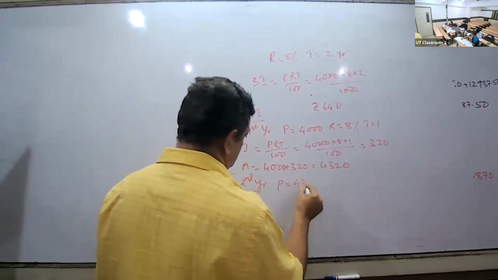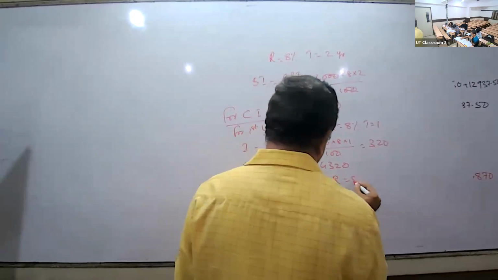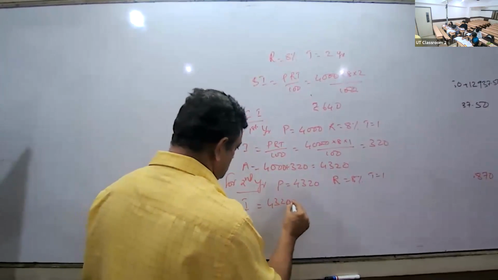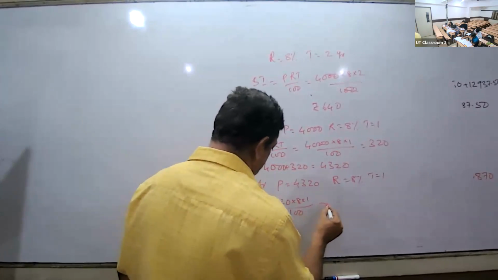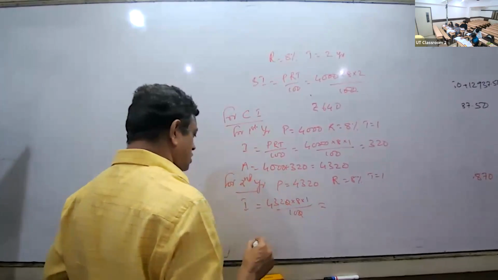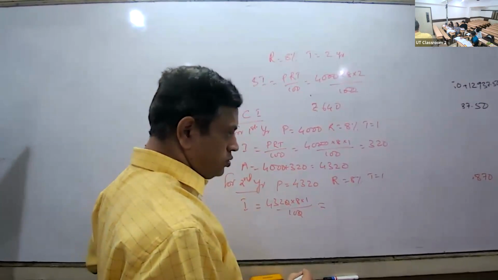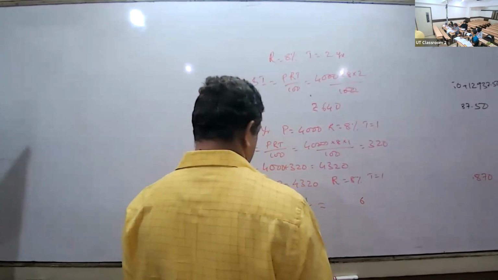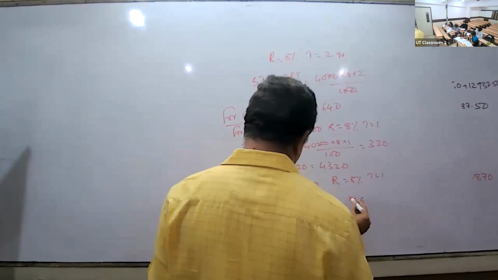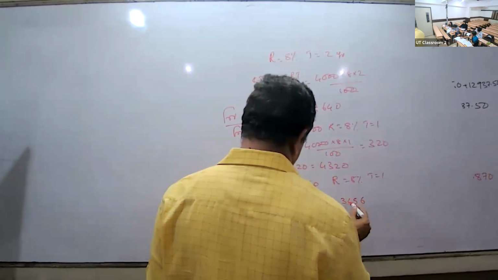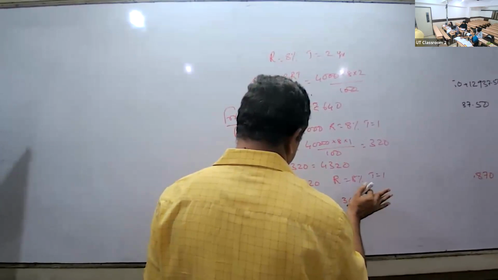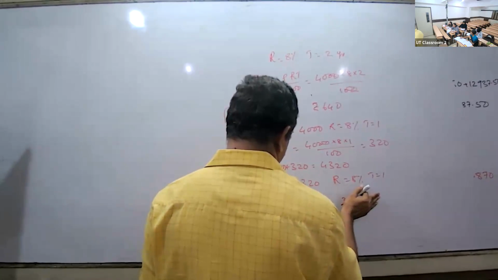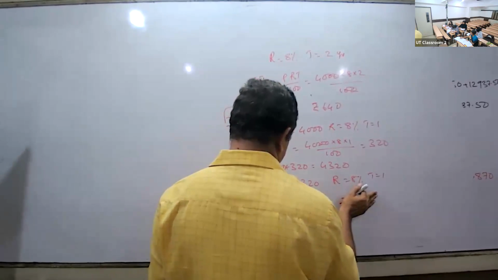P is equal to 4,320, R is equal to 8%, T is 1. Interest is 4,320 into 8, you multiply. Three, five.